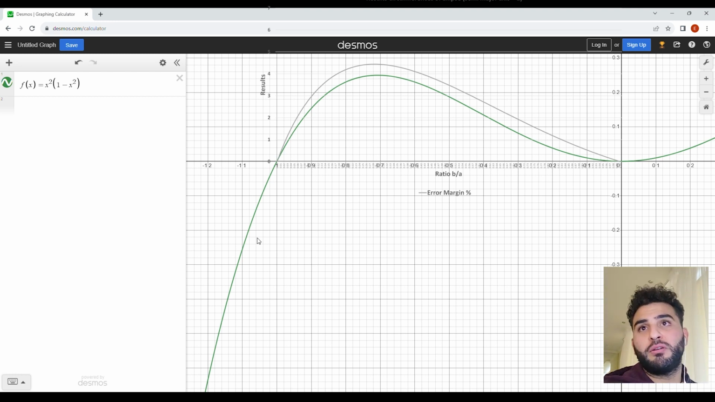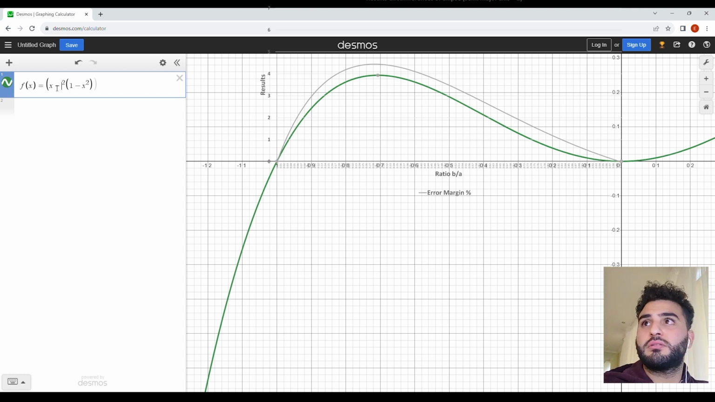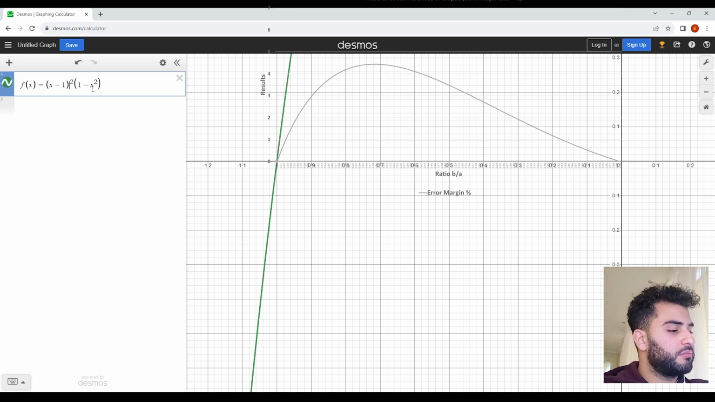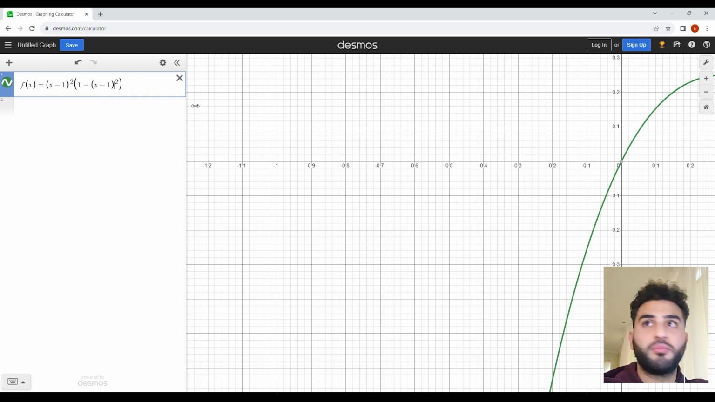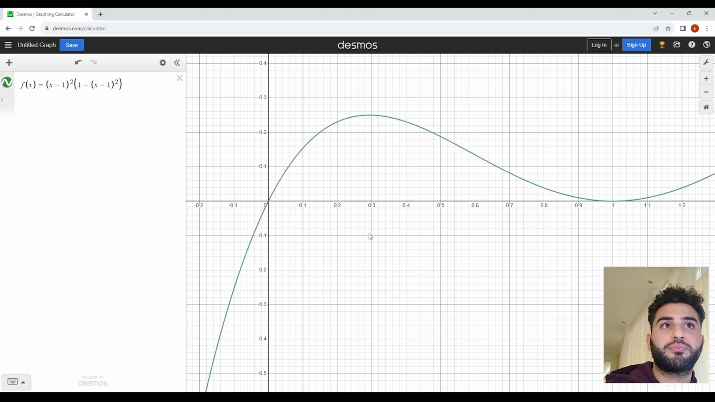In my error margin curve, the x here starts from 0 and ends at 1. This one starts from -1 and ends at 0. So I need to shift everything to the right to make at least this x-axis match my x-axis. So what I did, I just took x and replaced it by x minus 1. So here we replace every x by x minus 1.